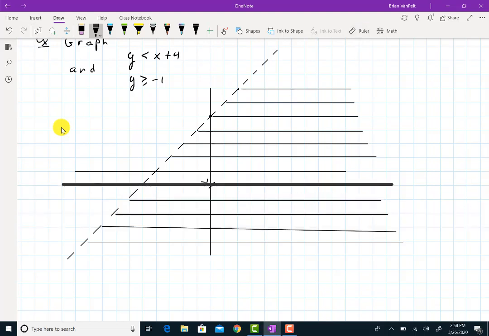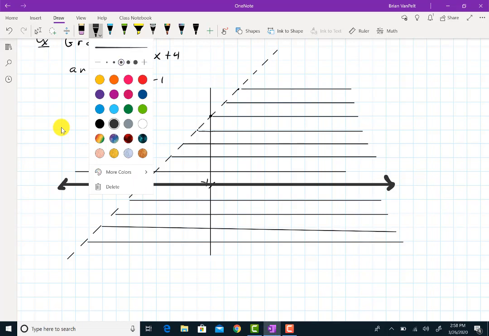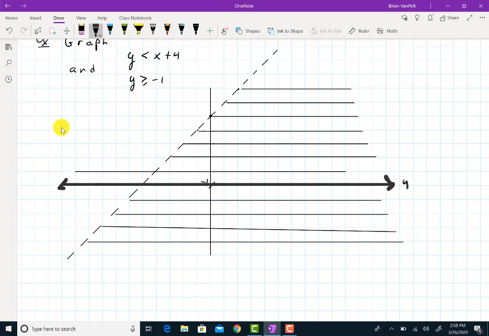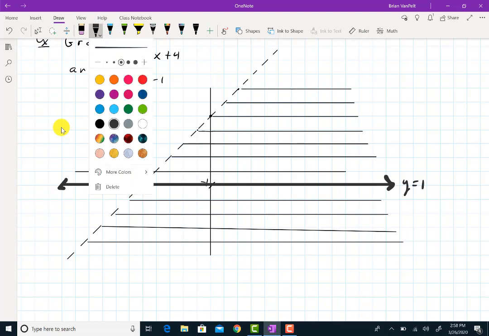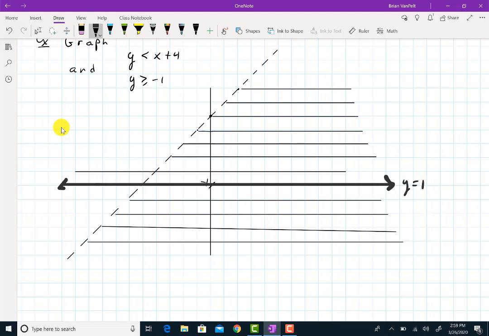And let me put the ruler away. That line there is y equals -1. So let me go back to my regular size. That's still fatter than I want it to be. There. Okay. So we need to be greater than or equal to -1.